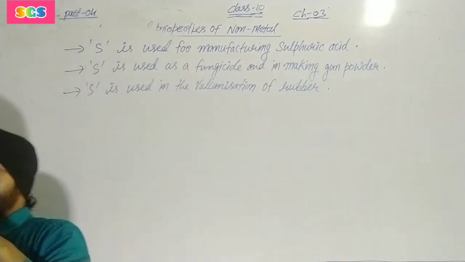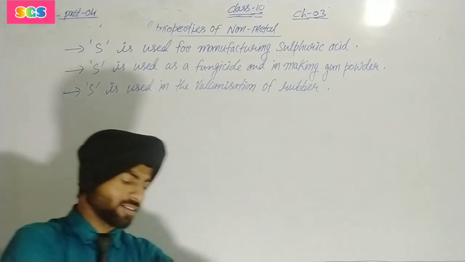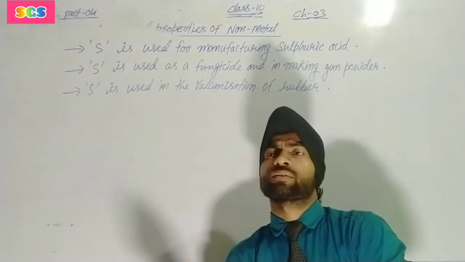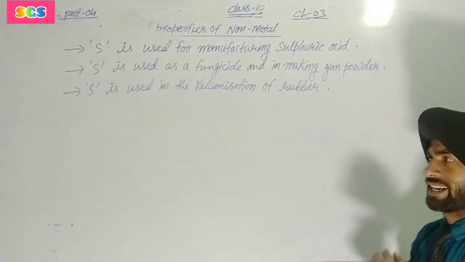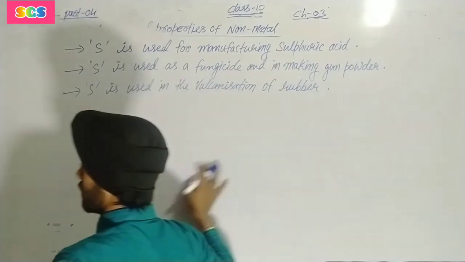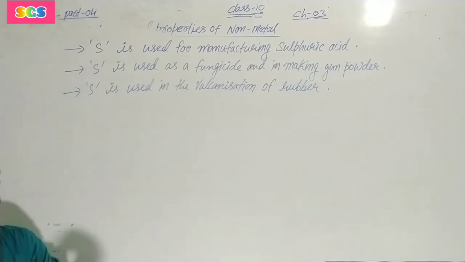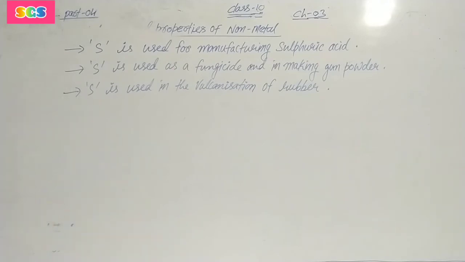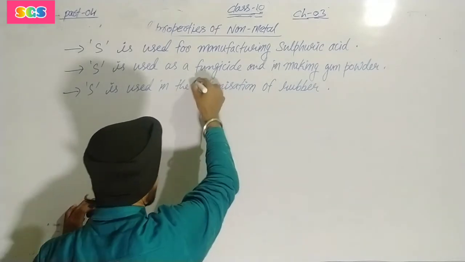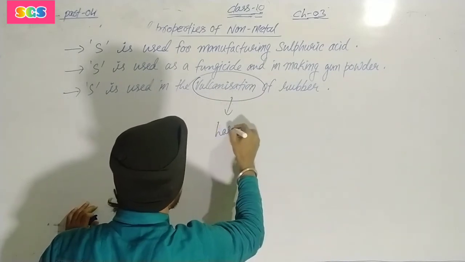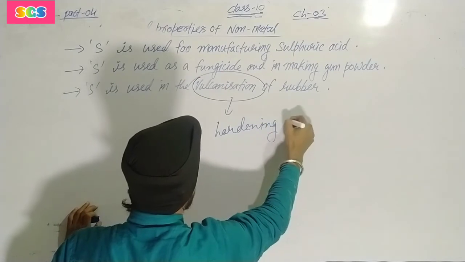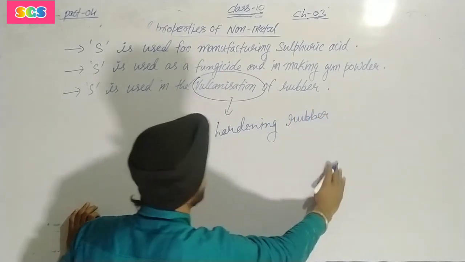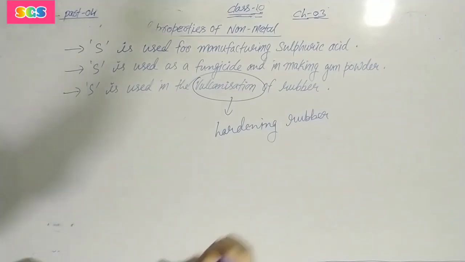Fungicides are chemicals used to kill fungi or other microorganisms in the soil, in the cropped field or in water. They are used to reduce the number of fungi in any place. Sulfur is also used in making gunpowder. Sulfur is also used in the vulcanization of rubber. Vulcanization is not a tough word. It is the process of hardening rubber.